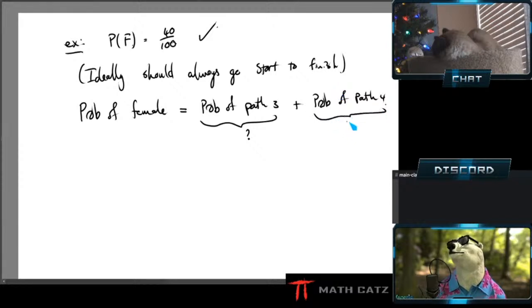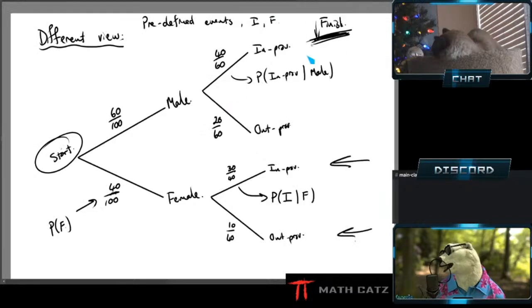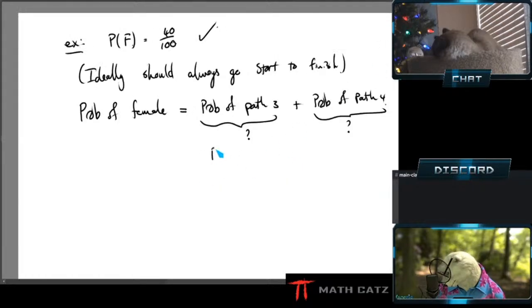What do I do to find the probability of this path? Well, if I look at path 3 on the diagram here, it's the probability of being female and then in province. So that's the intersection, the probability of female and in province. And path 4, let's just pause and finish path 3.